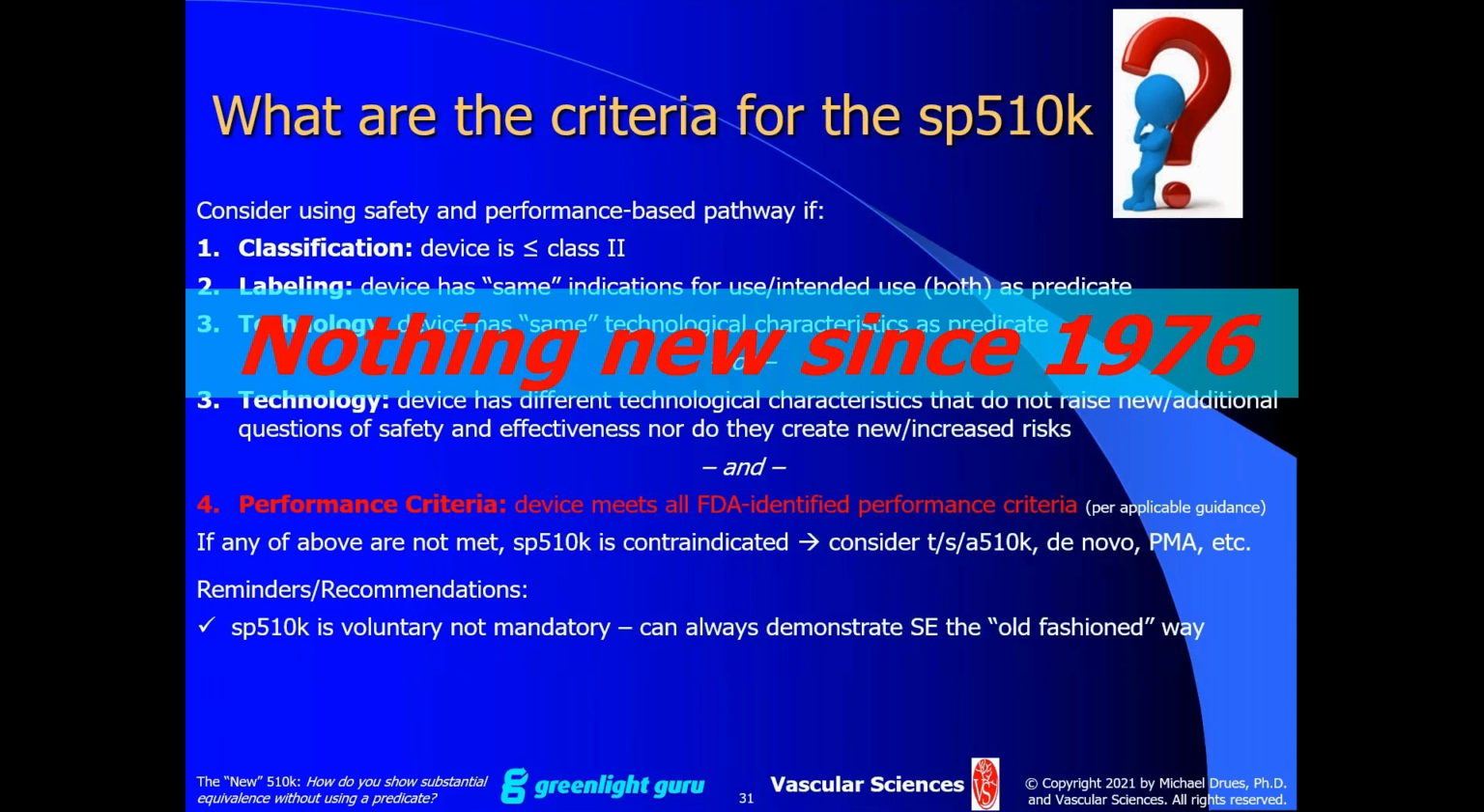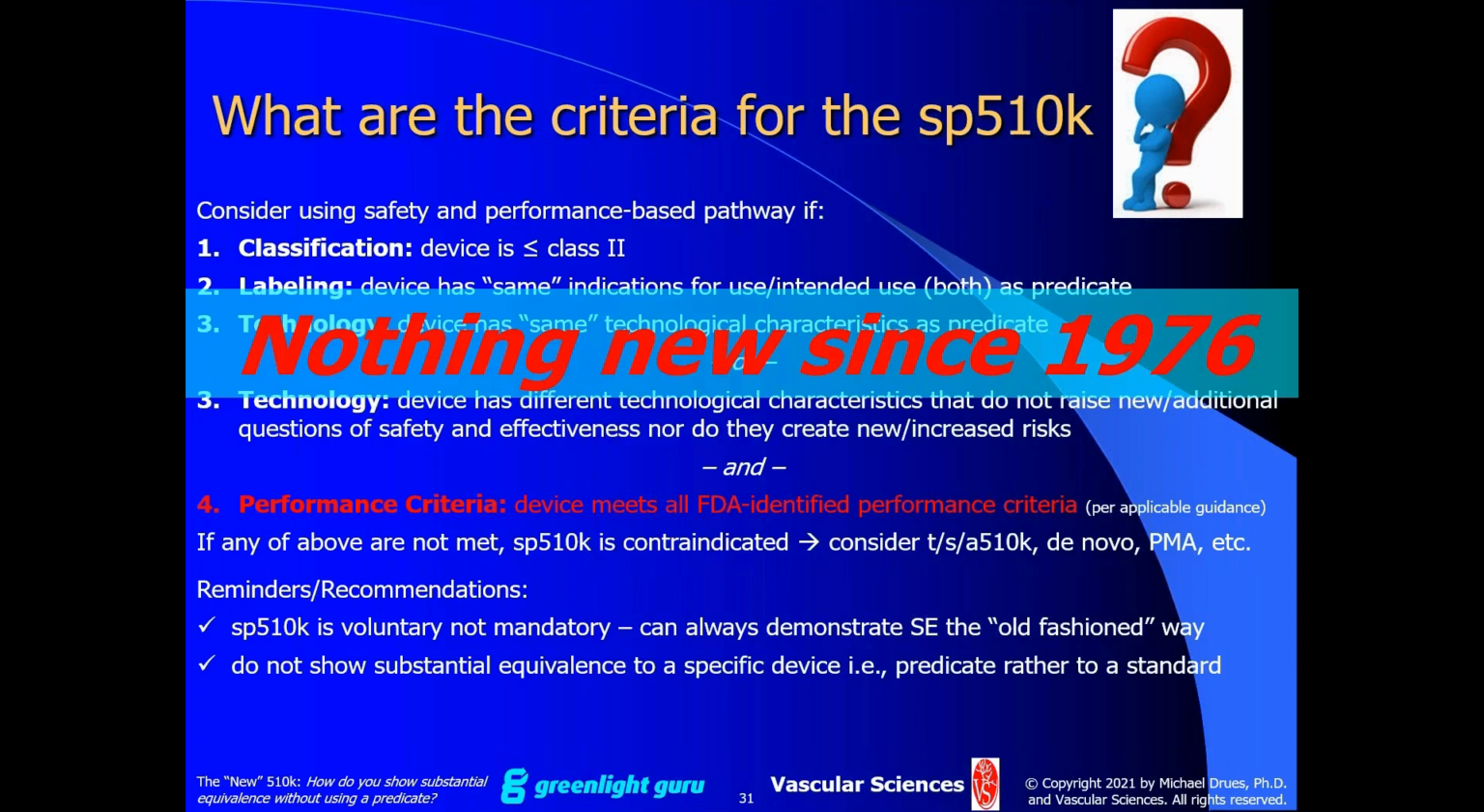First of all, the SP 510K is voluntary, it's not mandatory. Even if you do qualify for the SP 510K, you can still show substantial equivalence, what I like to call the old-fashioned way. In other words, you can still do a traditional 510K where you pit your device head-to-head against a predicate device and you do the testing, what I call an apples-to-apples comparison. You could always do that. You don't have to use the SP 510K even if you qualify for it. So that's one thing to keep in mind.